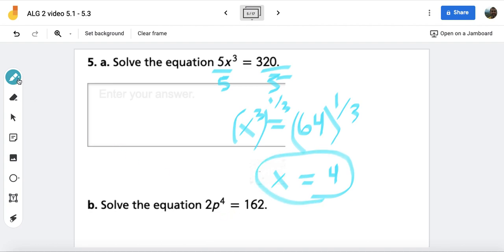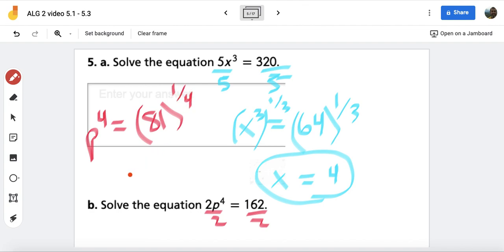This one I don't have much room, but let me change colors so you can follow along with me better. First I'm going to divide both sides by 2 and get that p to the 4th power is 81. And then I'm going to take the 4th root of p to the 4th and of 81 to get that p equals the 4th root of 81. So square root of 81 is 9, and the square root of that is 3. So I think these are the two answers, 3 and 4, or 4 then 3.